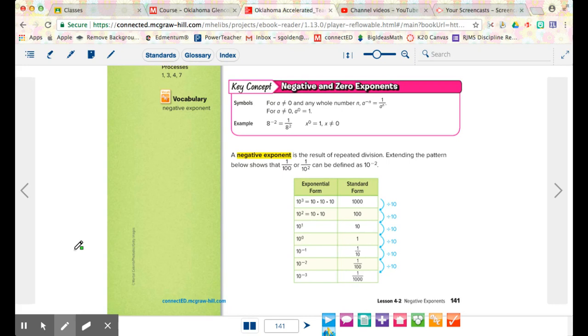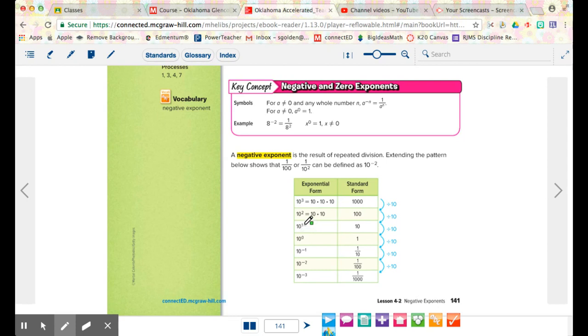That kind of sounds confusing, but I really like this table that they show us, and they use the main number base 10. So they start out, okay, well, 10 to the third power, we know that means 10 times 10 times 10, which equals 1,000. Tens are so nice to use for exponents because whatever the exponent is, that's how many zeros will be in your answer. So 10 to the second power is 10 times 10, so 100, 2 zeros.